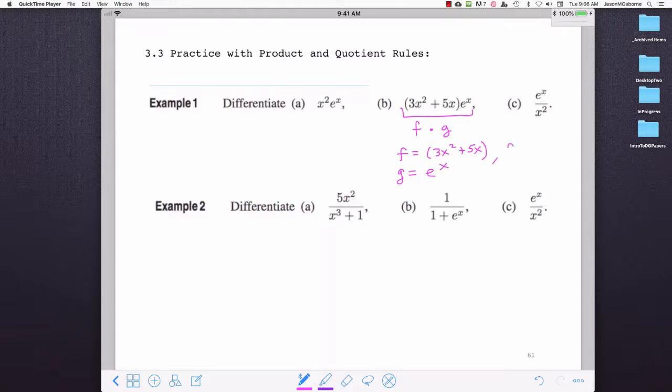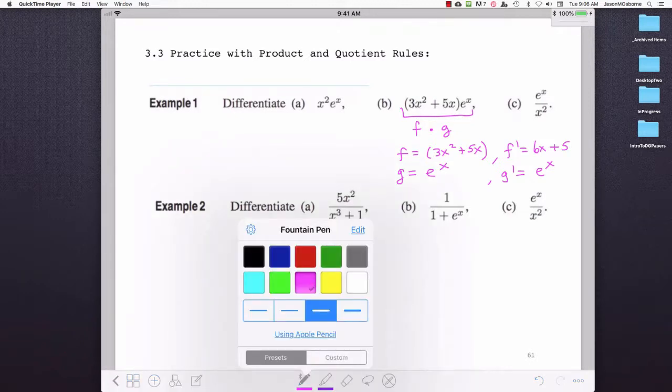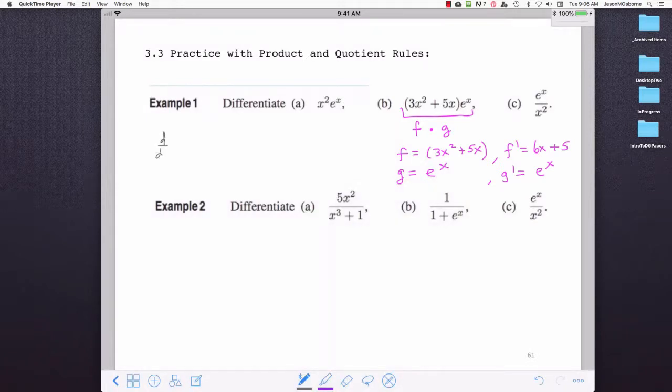And then I just go ahead and take f prime and g prime separately. The derivative of f will be 6x plus 5 via the power rule. And the derivative of g is e to the x, because that's how you take the derivative of an exponential. So now we're being asked to find the derivative with respect to x of f times g. This is just a very computational example, and they're asking you to work out the formula f times g prime plus g times f prime.